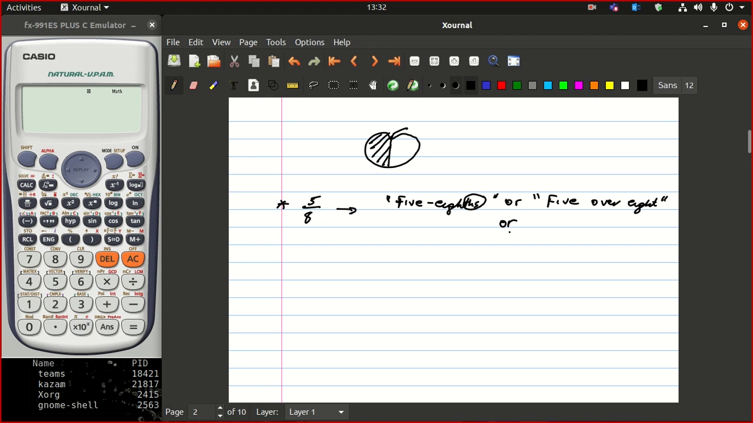And the last one, which I like more than all these interpretations, is that out of 8 equal parts, I have taken 5. So this one is 5 out of 8. So this is how you read this particular fraction here. So it's 5/8, and then you have 5 over 8, and then you have 5 out of 8.